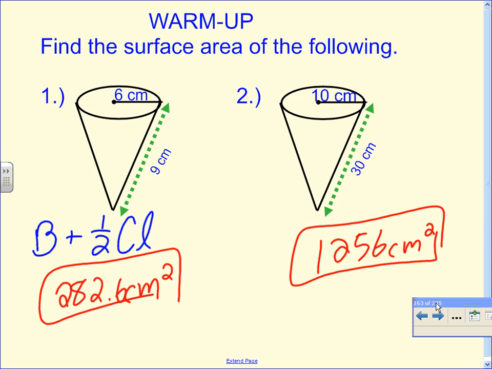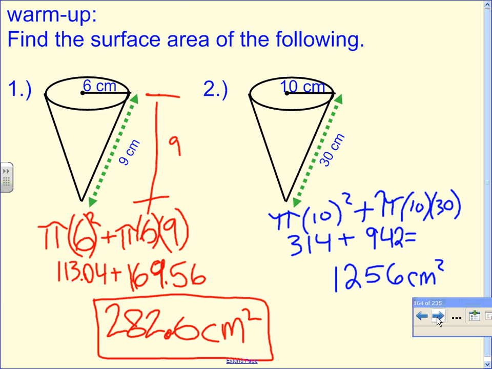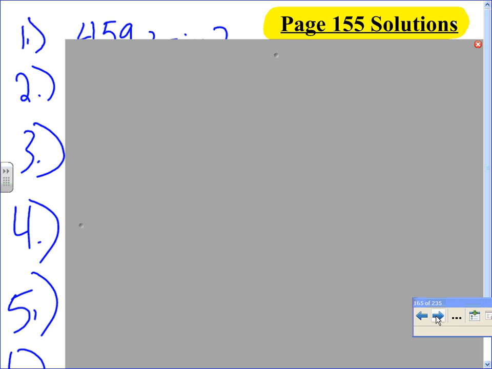Anyone else? Okay, let's go over homework. Jeremy, you okay? All right, let's go over the homework, and let's start with page 155. This was the cone surface area worksheet, and you had to do 6 of these.